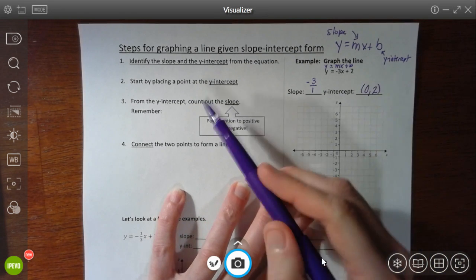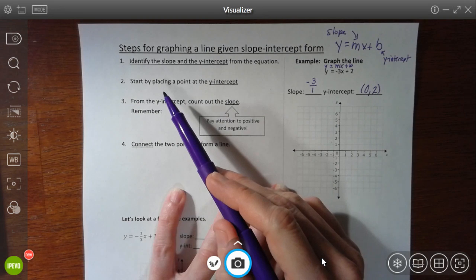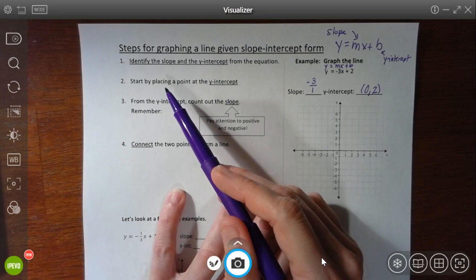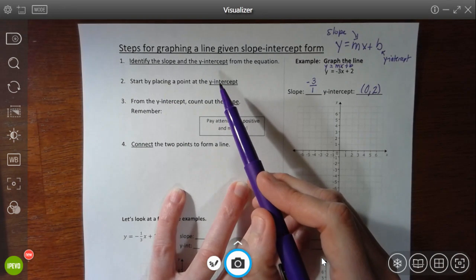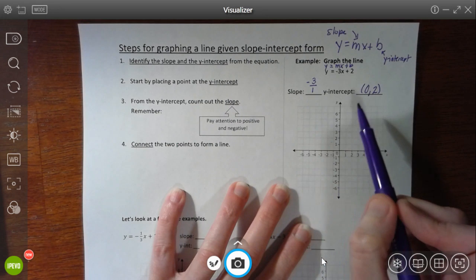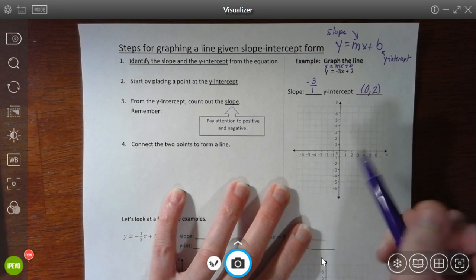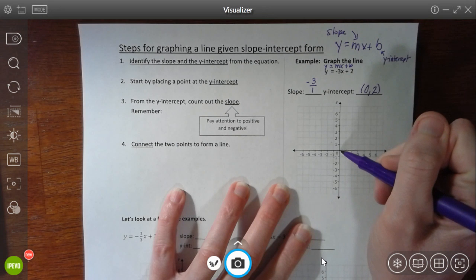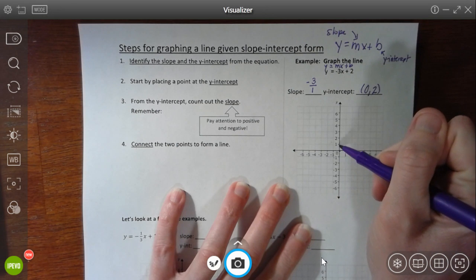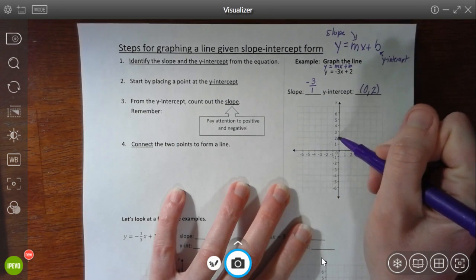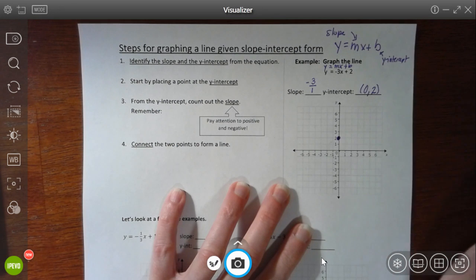So once we identify the slope and the y-intercept, the next thing we're going to do to graph our line is start by placing a point at the y-intercept. So if my y-intercept is the point 0, 2, that means I'm going to go right onto the y-axis. I'm not going to move left or right, and I'm just going to go right up to positive 2 on that y-axis. And there's my first point.